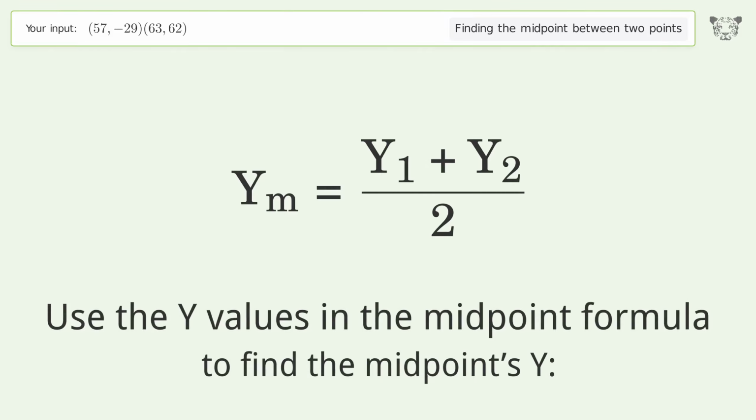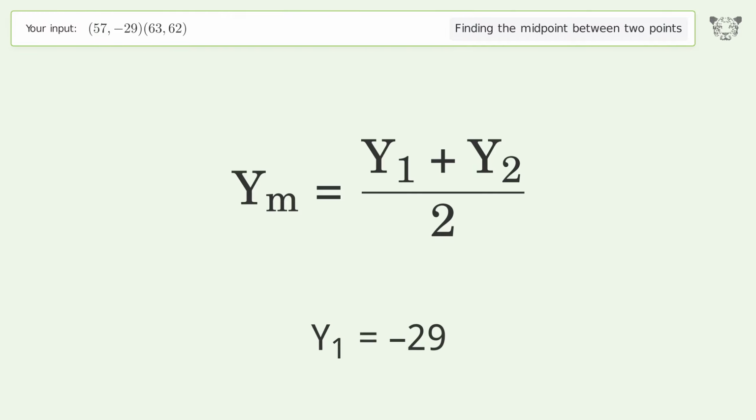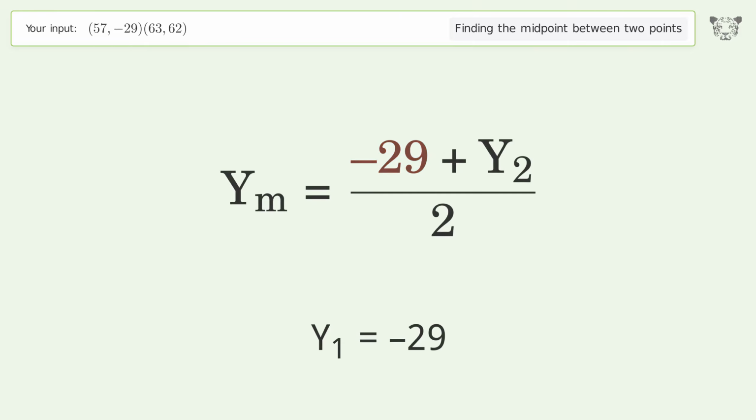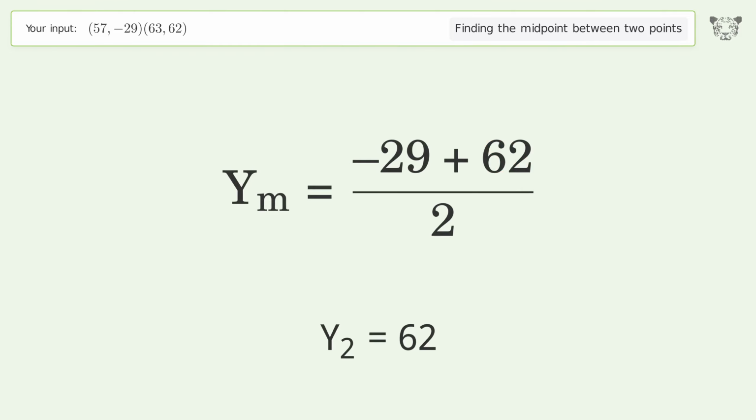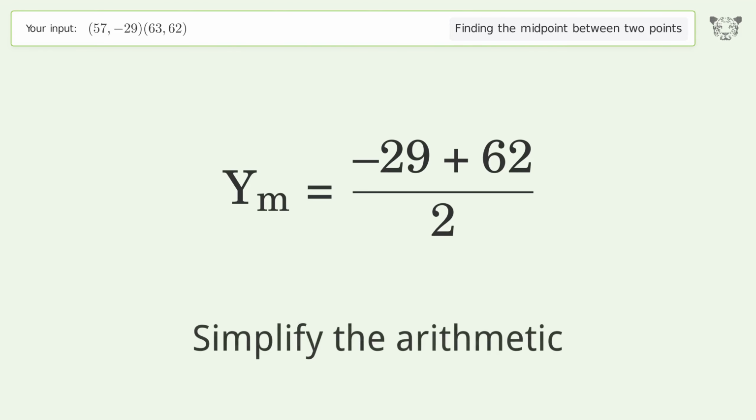Use the y values in the midpoint formula to find the midpoint's y. y1 equals negative 29. y2 equals 62. Simplify the arithmetic.